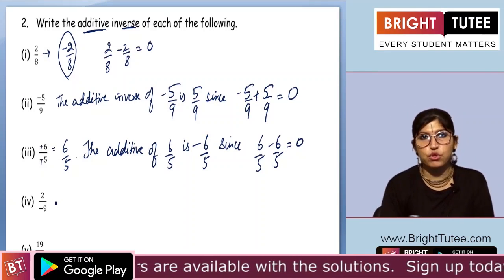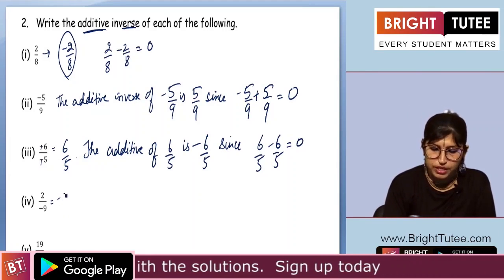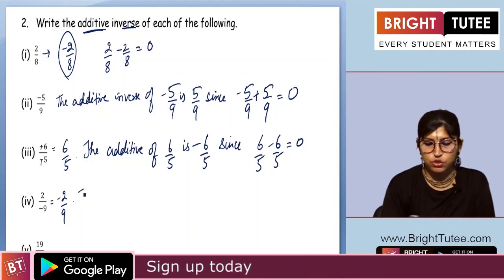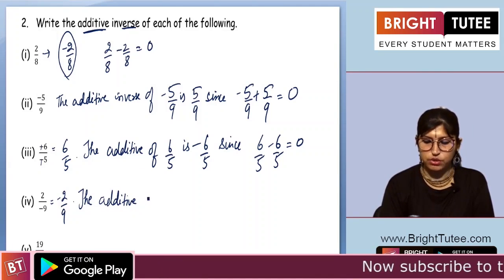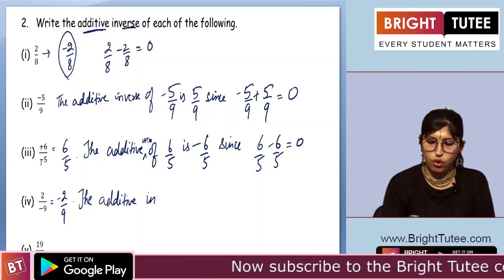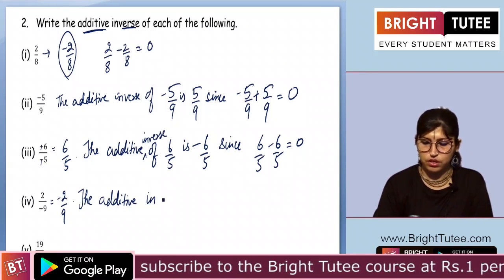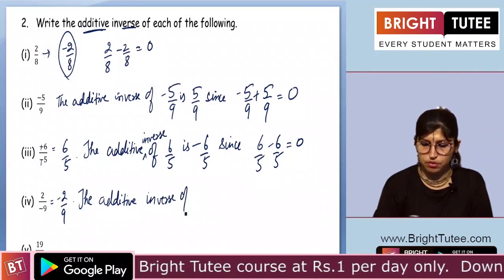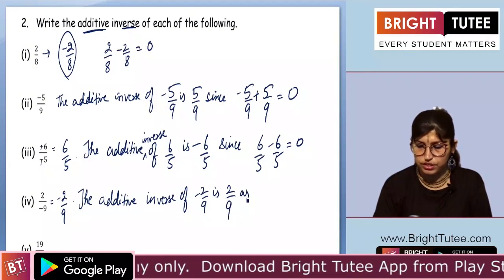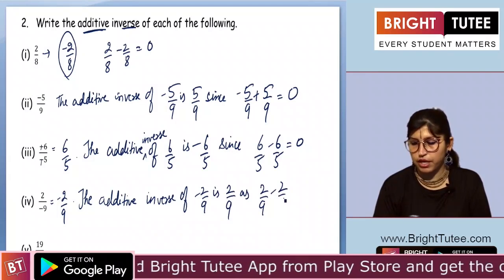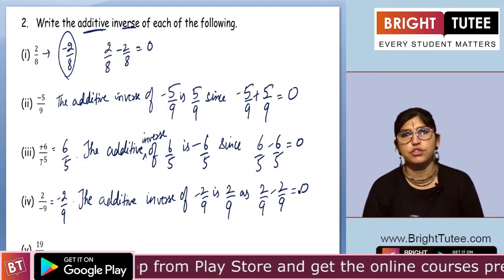Now let's move on to 2 upon minus 9, or we can say minus 2 upon 9. So what will be the additive inverse? Yes, you're right. So the additive inverse of minus 2 by 9 is 2 by 9, and we know the reason, that 2 by 9 and minus 2 by 9 will be equals to 0.